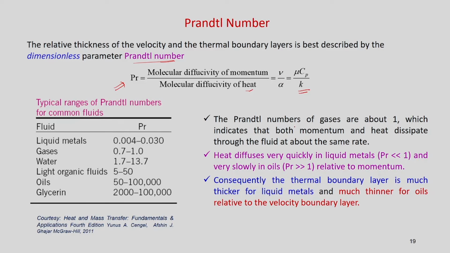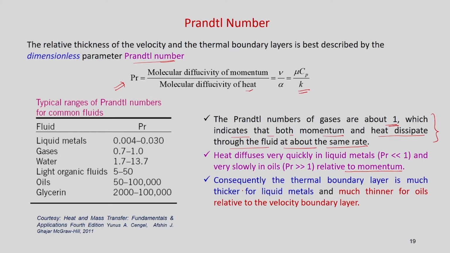So, the Prandtl numbers of gases are about 1, which indicates that both momentum and heat dissipate through the fluid at about the same rate, if the Prandtl number is 1. Heat diffuses very quickly in liquid metals, having a very small Prandtl number, and very slowly in oils, where the Prandtl number is very large relative to the momentum.